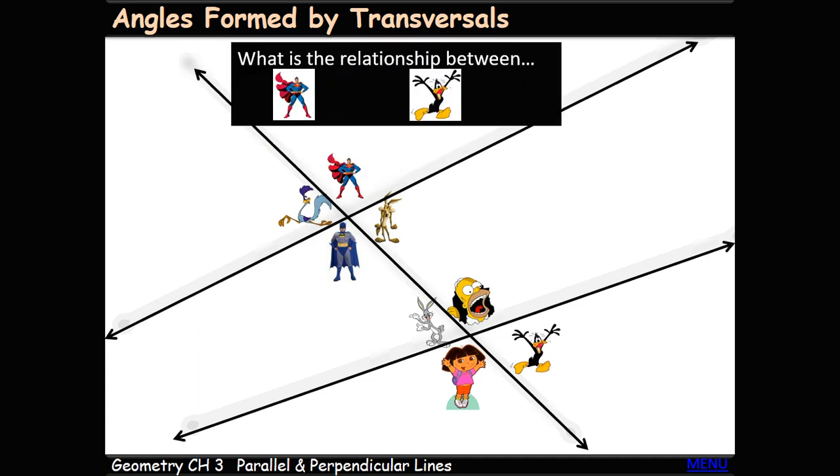How about Superman and Daffy Duck? I think we already did that one. So let's try the Roadrunner and Dora the Explorer here. Take a look at the Roadrunner and Dora the Explorer and try to identify what their angle relationship is. Okay, first off, they're on the same side of the transversal, but they're on the exterior of the lines, so these are same side exterior angles.